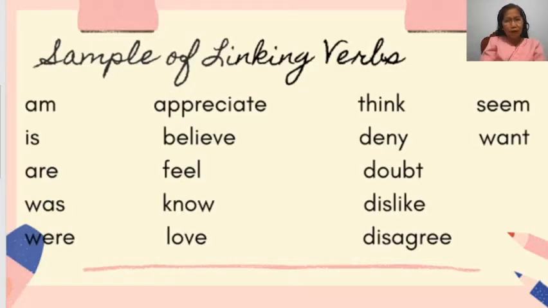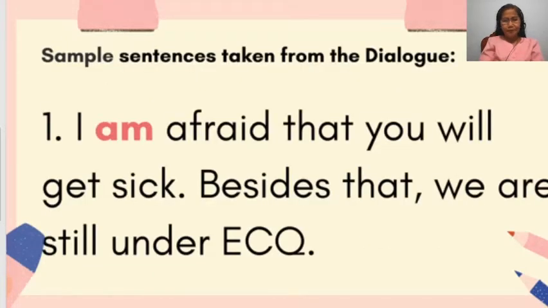Sample of linking verbs. We have is, are, was, were, appreciate, believe, feel, know, love, think, deny, doubt, dislike, disagree, seem, and want. Sample sentences taken from the dialogue. Number 1, I am afraid that you will get sick. Besides that, we are still under ECQ.